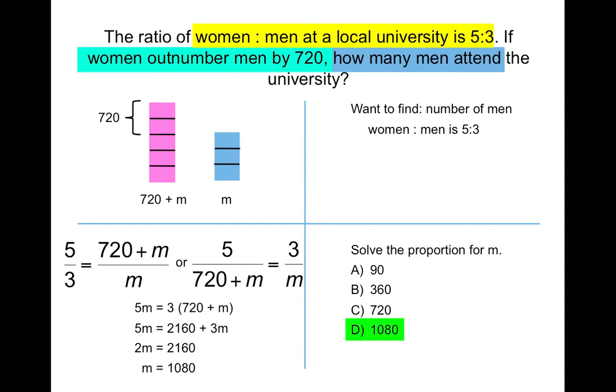Now let's just make sure that we answered the question somewhere. The question was, how many men attend the university? So we just want to make sure we write our answer and put a box around it.